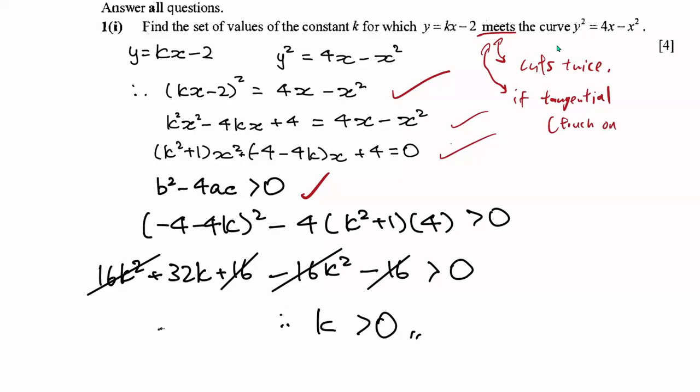What equals? b squared minus 4ac equals 0. Okay, you got it. You understand the concept? This one, the English word is not good. "Meets" is not clear enough. Okay, but I'll accept your answer. Just cut 2 points.